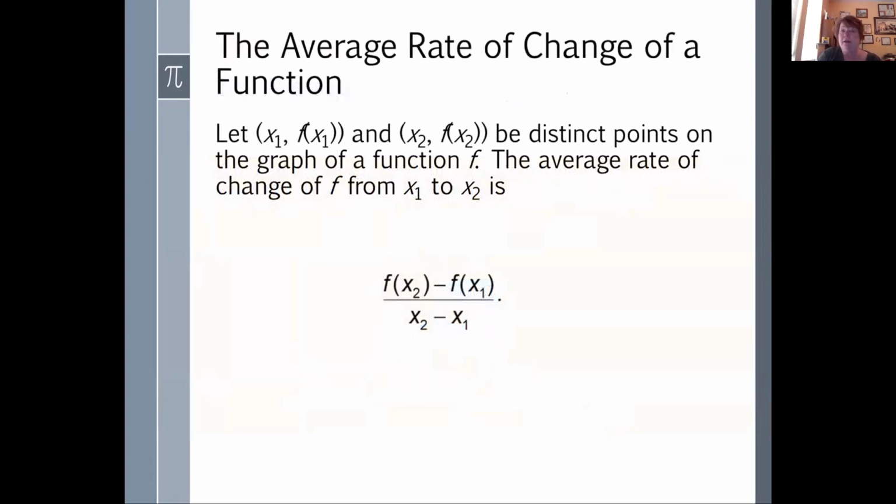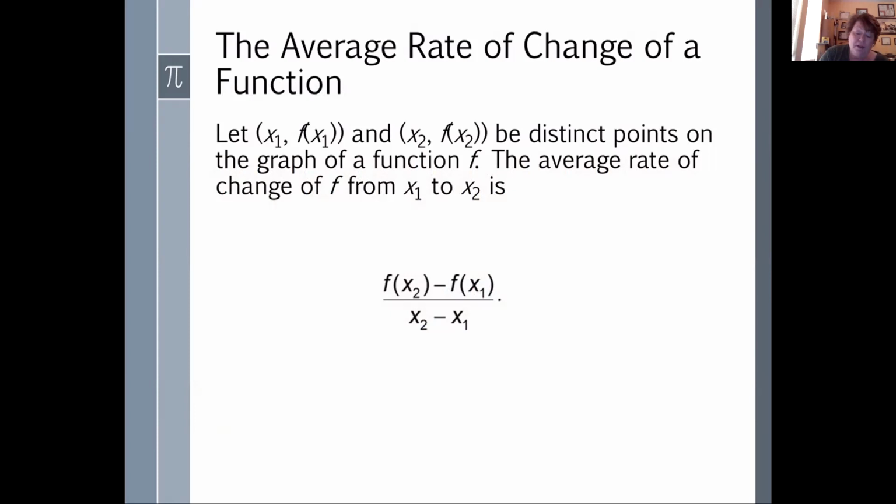Okay, so here is our formula for the average rate of change between 2 points on the graph of a function. Let x sub 1, f of x sub 1 and x sub 2, f of x sub 2 be distinct points on the graph of a function f. The average rate of change of f from x sub 1 to x sub 2 is f of x sub 2 minus f of x sub 1 divided by x sub 2 minus x sub 1.